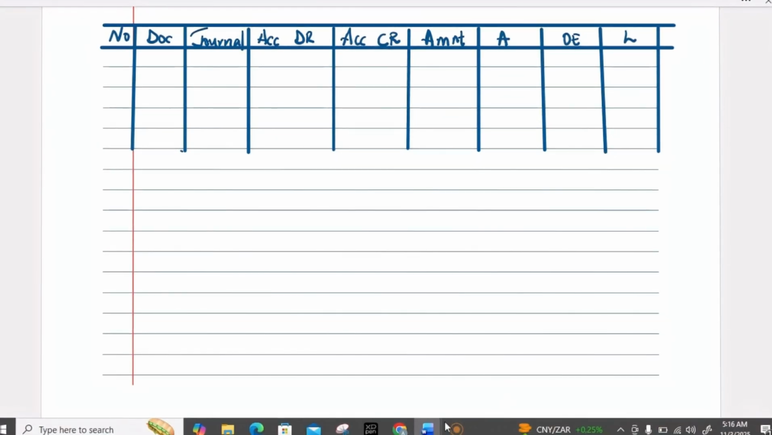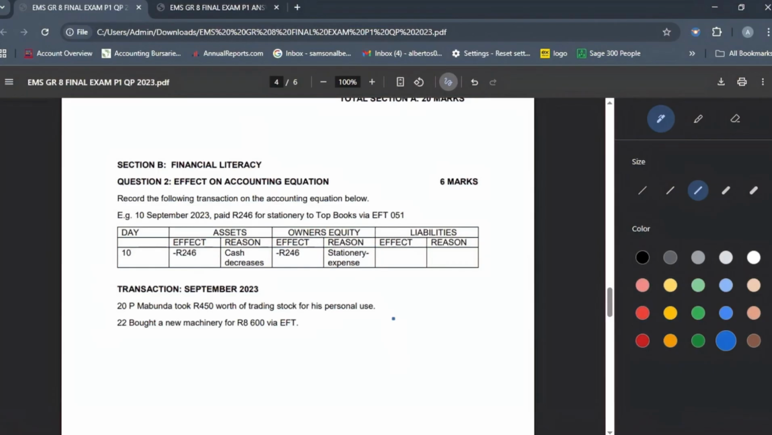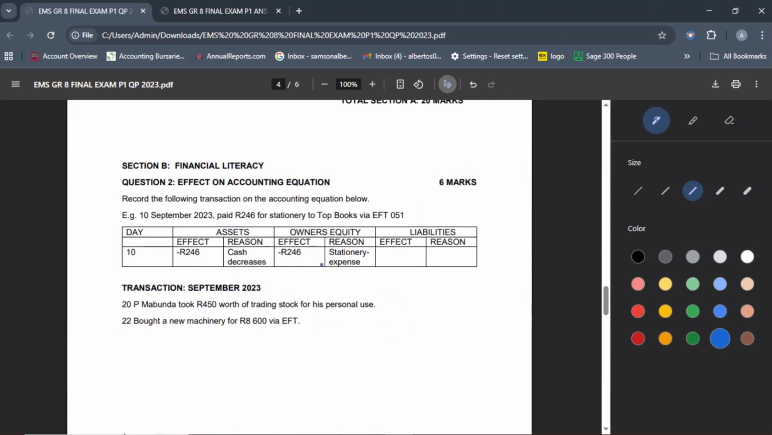All right, let us look at the questions again. Record the following transactions in the accounting equation below, and then there is an example. The table covers the general ledger aspect, and it does not address the source document. I love this table. It tests the logic on the accounting equation, but since this is grade 8, we must get all the basics right. So we're going back to our table.